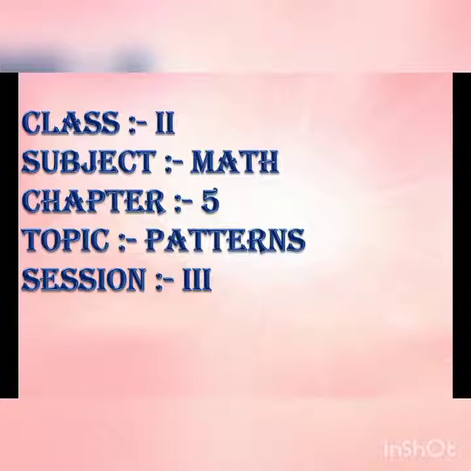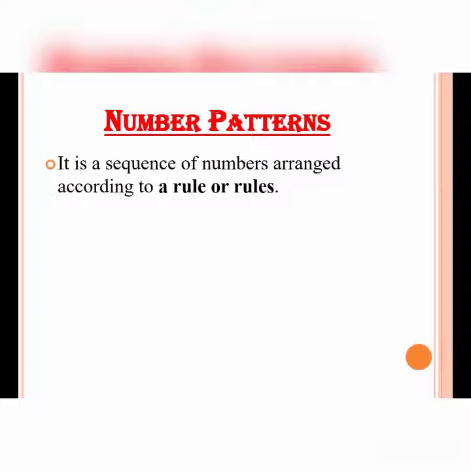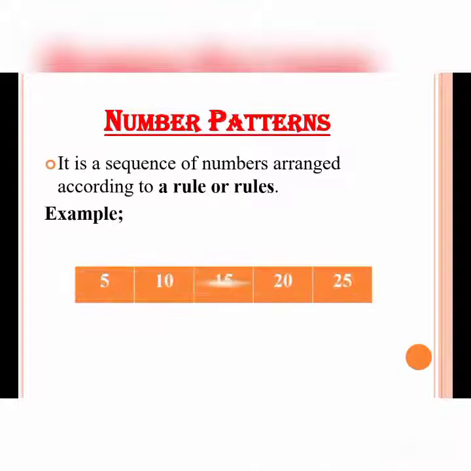Today we will start our new topic, that is number patterns. It is a sequence of numbers arranged according to a rule or rules. For example, 5, 10, 15, 20, 25. Here you can see that a rule is being followed, and that rule is we have to jump 5 steps at a time. Clear? Good.